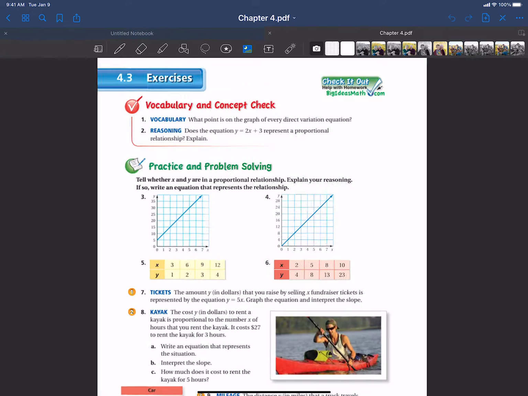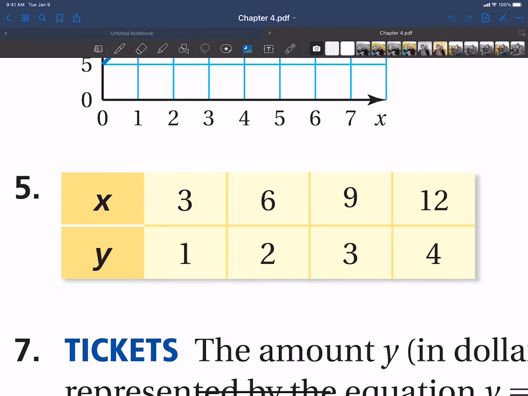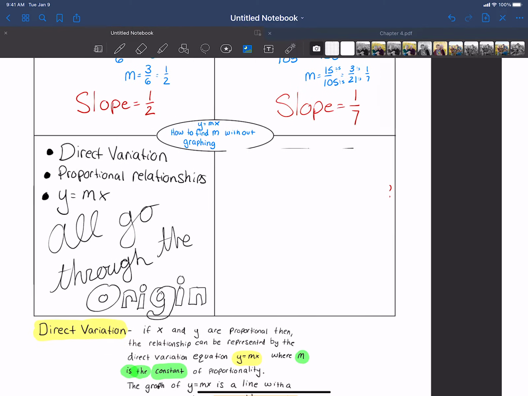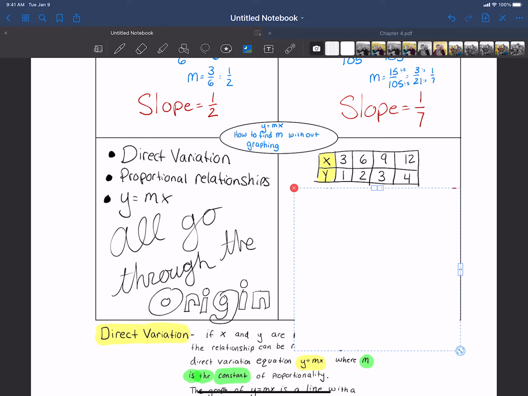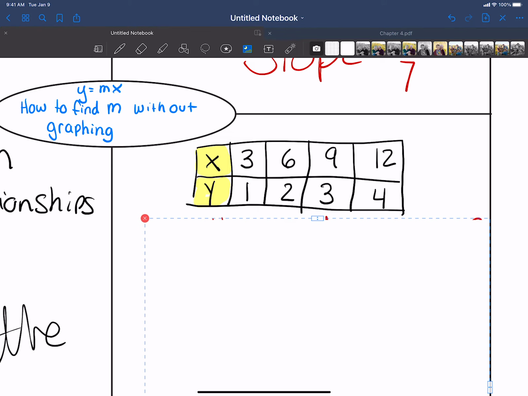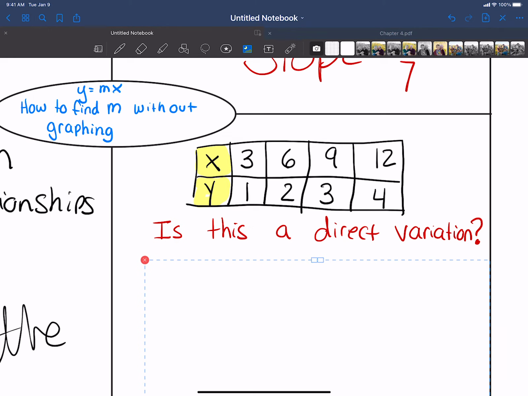Easy peasy lemon squeezy. Now if I said, is this a direct variation? Do you have to graph it? Well, let's talk about that. In this extra box down here, I want you to draw me that little chart that we just looked at. I've got x, y, 3, 6, 9, 12, 1, 2, 3, 4, and underneath it, I want you to write the question, is this a direct variation?